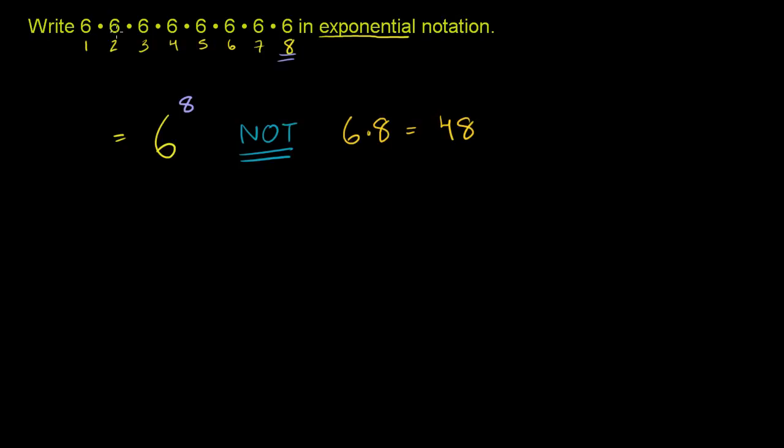6 times 6 is 36. Then you're going to multiply that times 6, which is what? That's 36 times 6, that's 216. And then you keep multiplying it by 6, you get some huge number here.